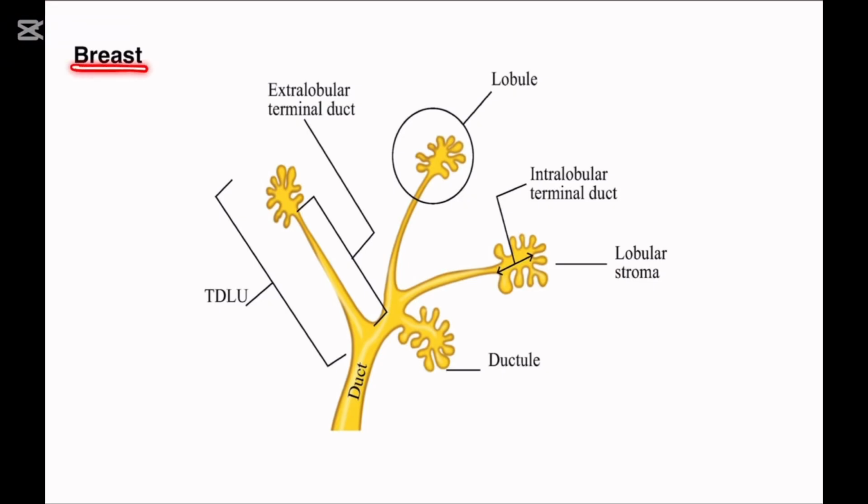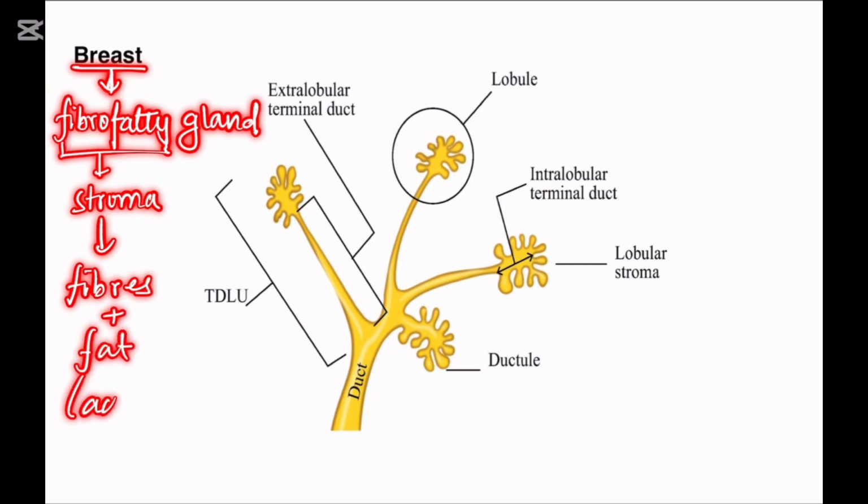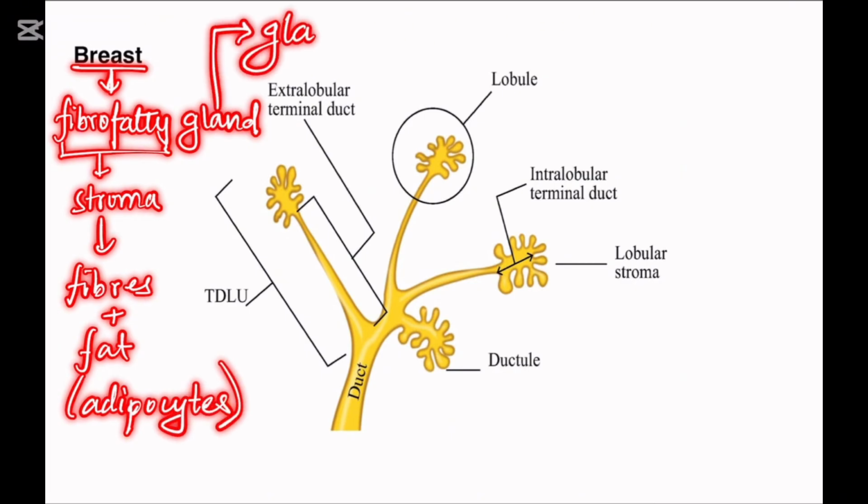From breast anatomy, by now you must have known that the breast is a fibrofatty gland. That is, it has two parts. A stroma, which is fibrofatty, that means it contains fibers plus fat. And by fat, I mean, obviously, you can see adipocyte cells. And then it has a glandular system.